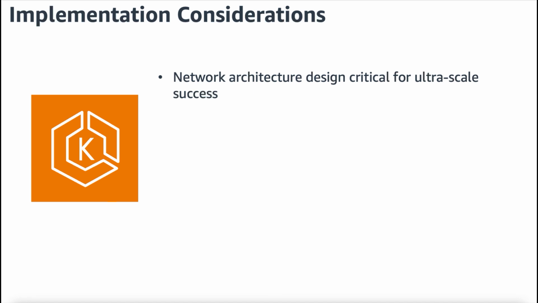Network architecture design is absolutely critical for ultra-scale success. Traditional networking approaches that work fine for smaller clusters can become bottlenecks at 100,000 node scale. You need to carefully plan your VPC design, subnet allocation, and traffic patterns to ensure optimal performance. This includes considerations for east-west traffic between nodes, north-south traffic to external services, and the massive scale of network endpoints that need to be managed.